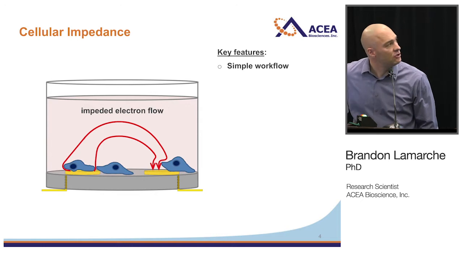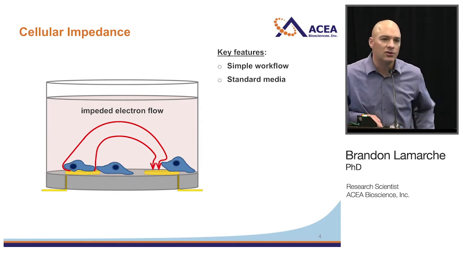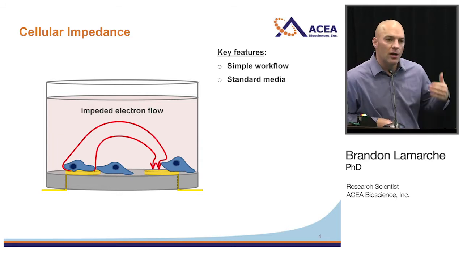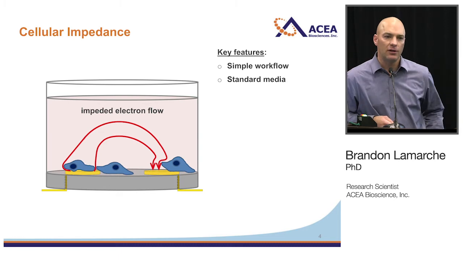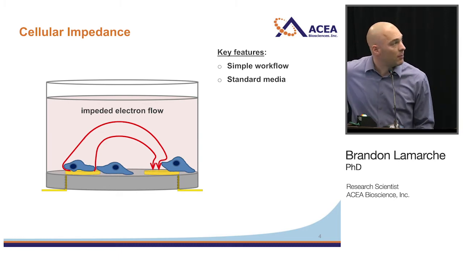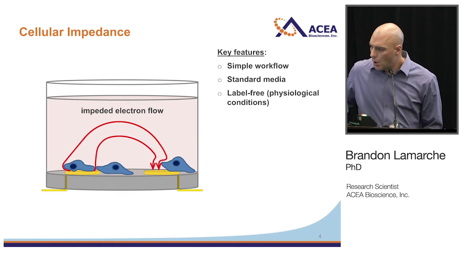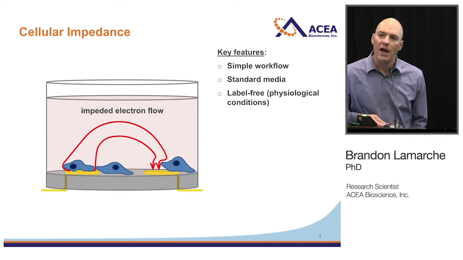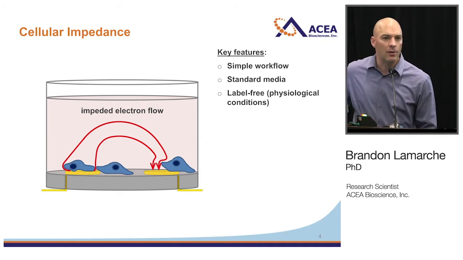So some key features of this are that it's a very simple workflow. Couldn't be more easy. It's the same as you would in any other microtiter plate assay that you run. You use standard tissue culture media, so you don't have to use anything exotic or special here. Just go ahead with your regular experimental setup. Again, label-free conditions, so you don't have to worry about any sort of artifacts you're inducing by having to label your cells.